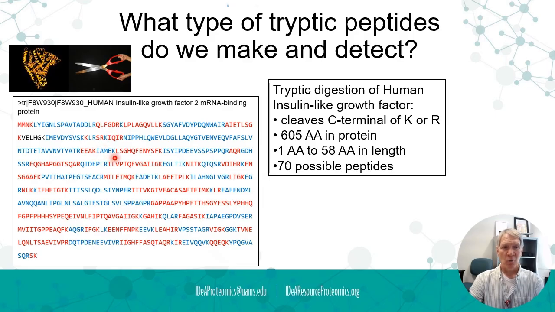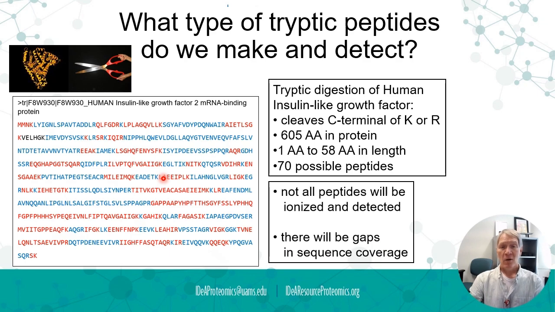In fact, we probably won't even see this little guy here that has only 5 amino acids. We're going to form 70 different possible peptides here if we don't have any miscleavages just from adding trypsin to this. Now, not all those peptides are going to be ionized. Not all of them are going to be detected. And so there's going to be gaps in the sequence.